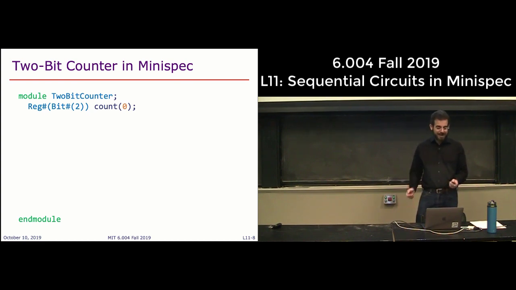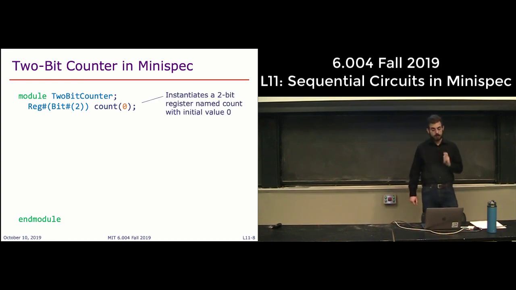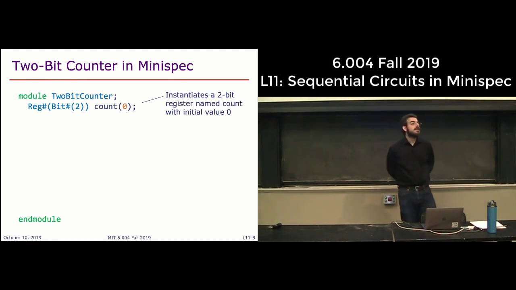So what is this saying? This is a fair amount of syntax, but it's saying please instantiate a register. This is the reg module that stores values of type bit2. So this is saying I want a 2-bit register that's named count, and that takes one argument, which is its initial value. So I want this register to be initialized to 0. So this instantiates a 2-bit register named count with initial value 0. What's the next thing that we have to do?